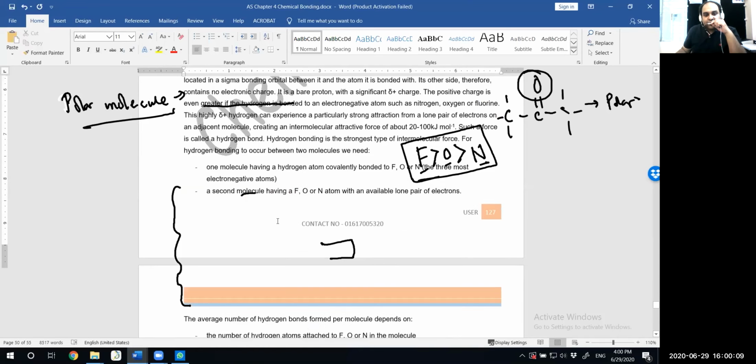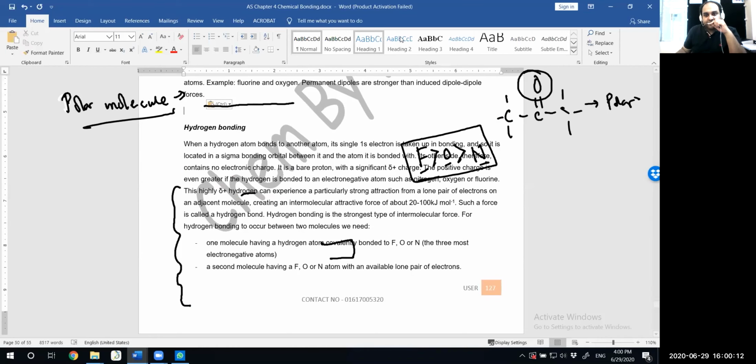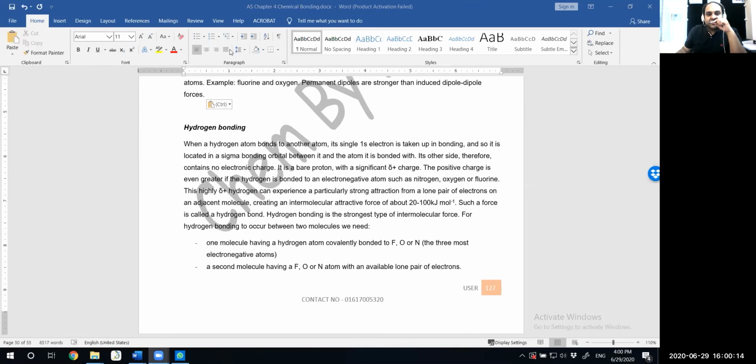Third, let's come to hydrogen bonding, the strongest intermolecular force. So what happens here? Hydrogen bonding has two criteria. First of all, we know that intermolecular forces are between molecules. So here also it has to be between the molecules.